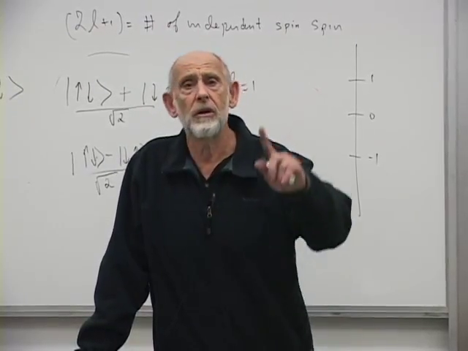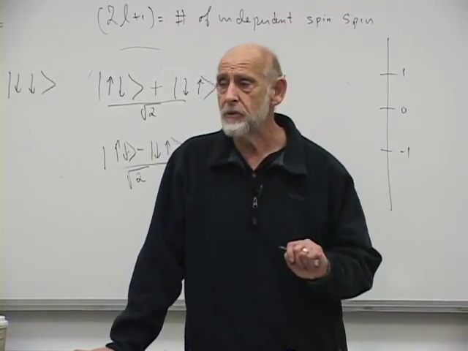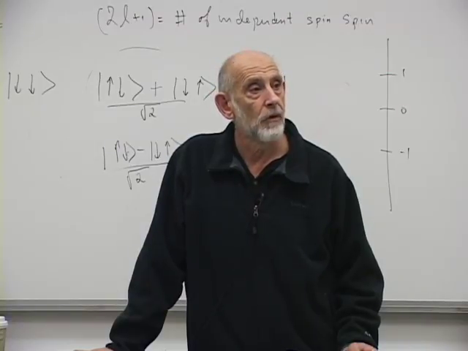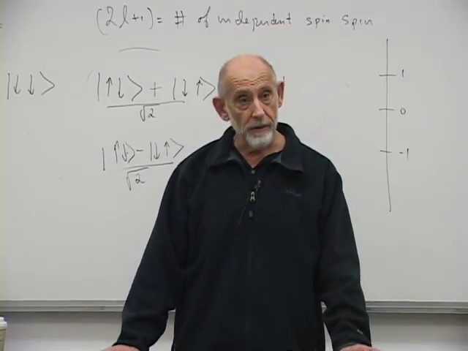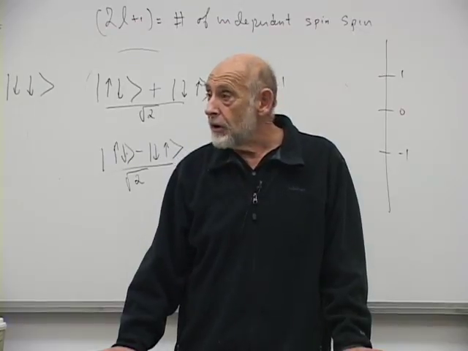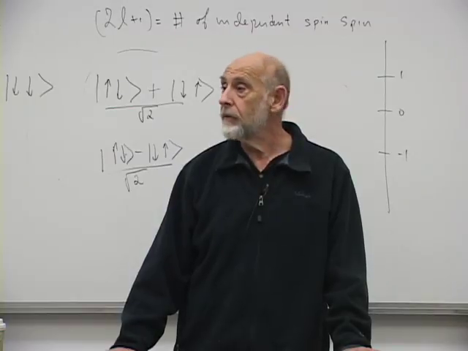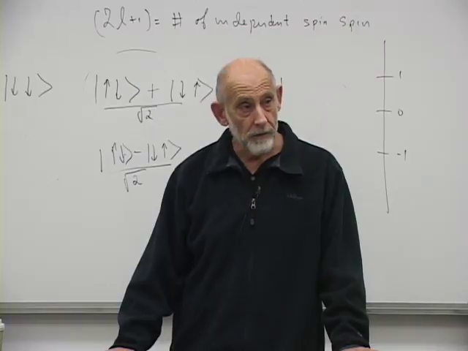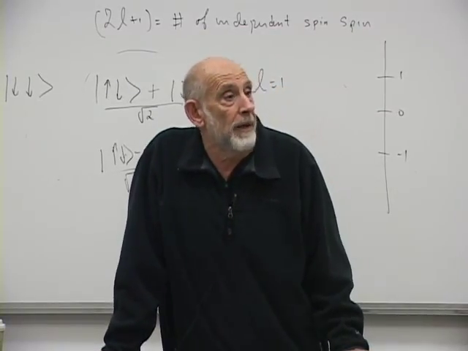Oh, incidentally, how many states are there altogether of 3 spins, each with spin a half? 8. 2 times 2 times 2. Okay? So there are 8 states altogether. How many states are there for a spin 3 halves object? 4. So how many are left over? 4. What can those other 4 be?